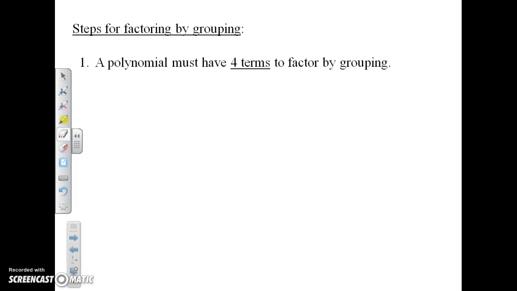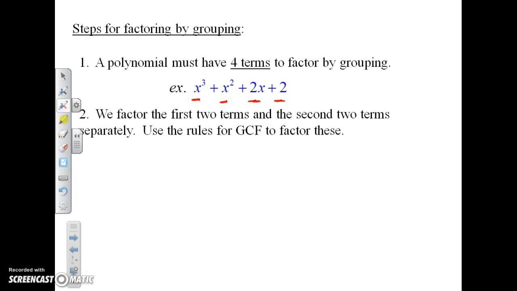So what you're going to see is the steps for factoring by grouping. The first step, as you can see up here, is you're going to see polynomials that have 4 terms inside. So in this example, you have x to the third plus x squared plus 2x plus 2. You're always going to see 4 terms when you're going to use the grouping strategy. So how are we going to group them? That leads us to our second step.